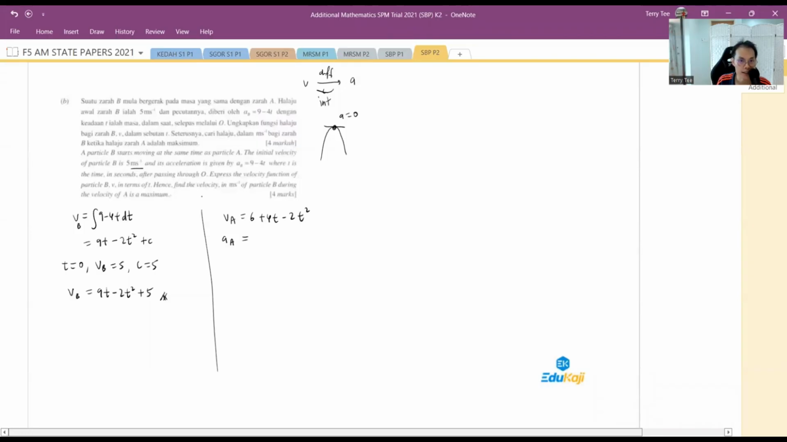So let's differentiate this. Differentiate 6, you get 0. Differentiate 4t, I get 4. Differentiate this, I get 2 times 2, which is 4t. Let your acceleration be 0. So 4 minus 4t is 0, so t is 1. I'm finding the velocity of B when A is maximum. That means it happens when t is 1. So take 1 and substitute inside here. It's 9 times 1 minus 2 times 1 plus 5. 9 minus 2 is 7. 7 plus 5 is 12 meters per second.